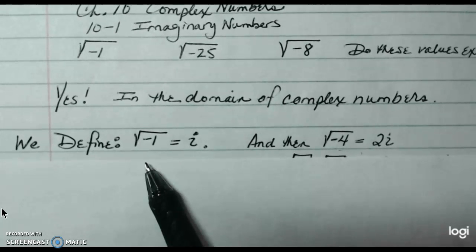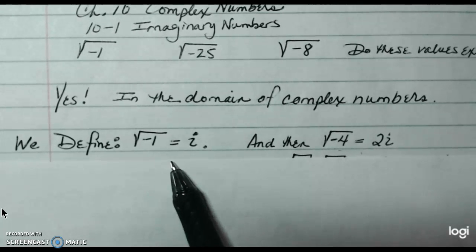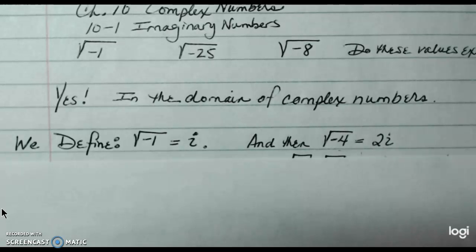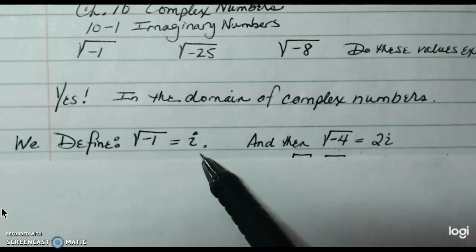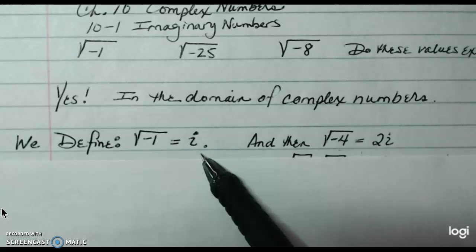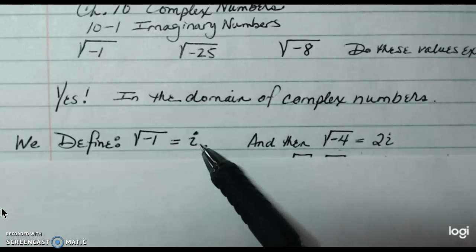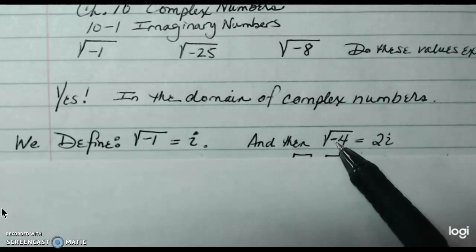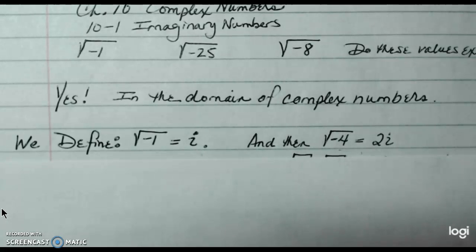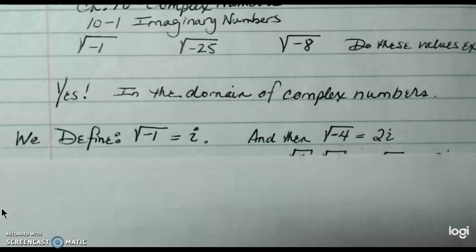First, we're going to define the square root of -1 as equal to i, or in our textbook, it uses the value j or the symbol j. Your calculator uses the keystroke i for most calculators. Once you've defined that the square root of -1 can be written as i, you can rewrite the square root of -4 to be 2i.